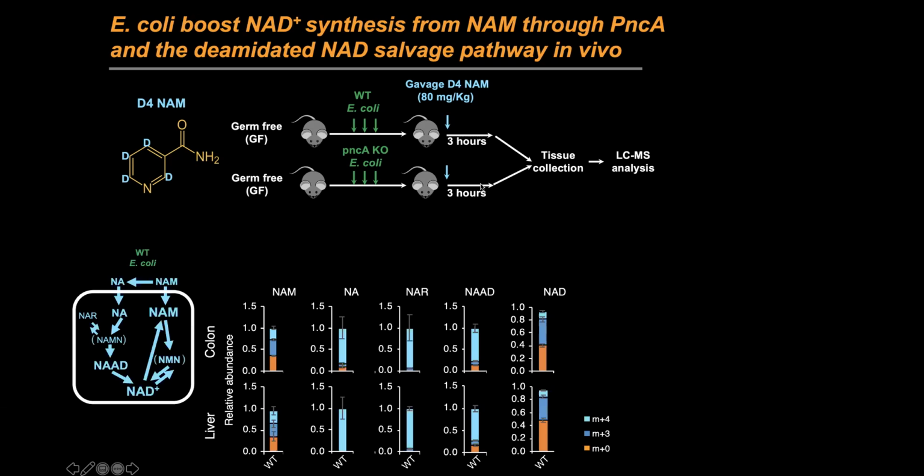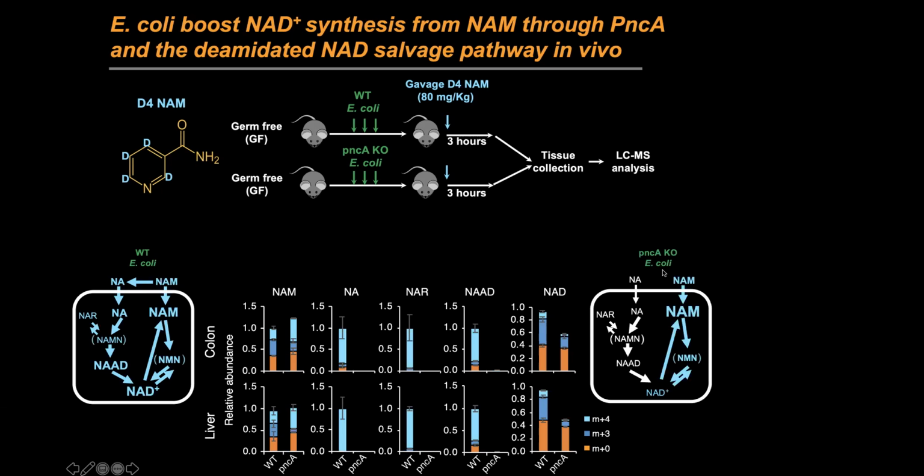You can see here, in mice repopulated with wild-type E. coli, we can see labeled NAD metabolites in both M-related and DM-related pathways. However, in mice repopulated with PNCA knockout E. coli, all the labeling in the DM-related pathway is completely gone.